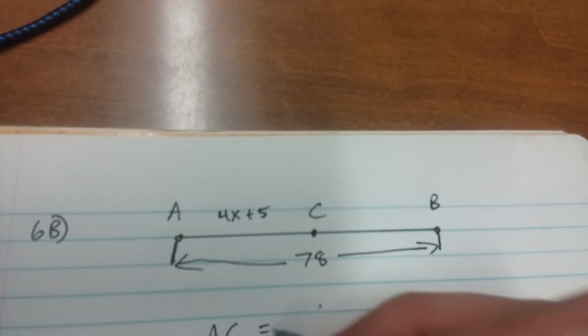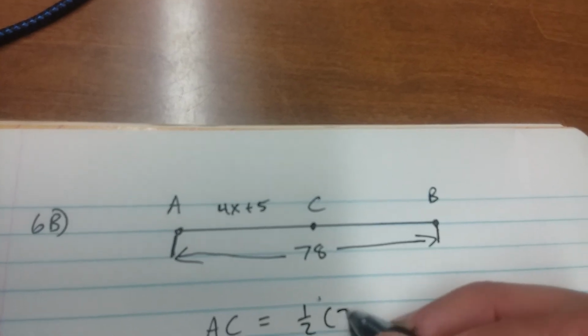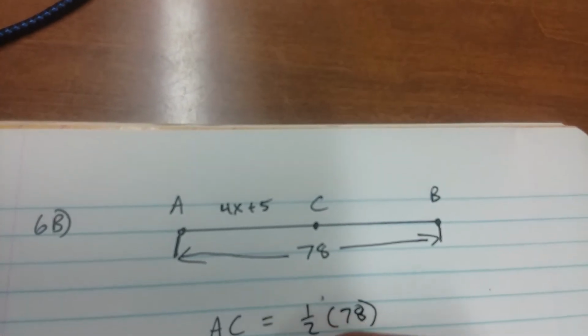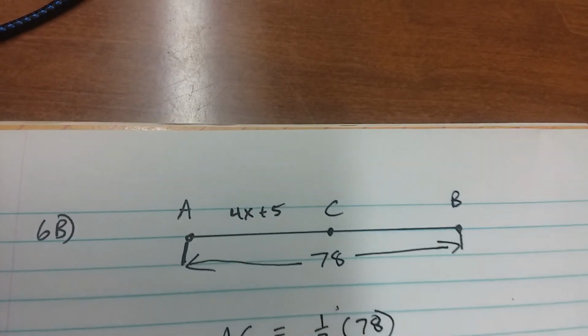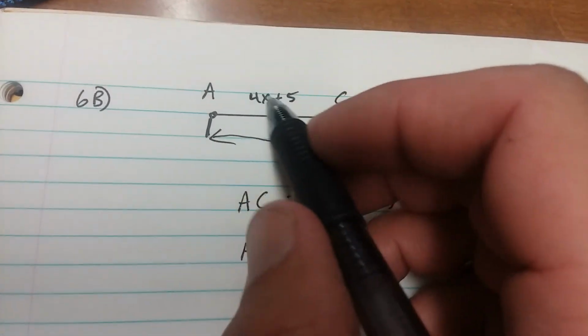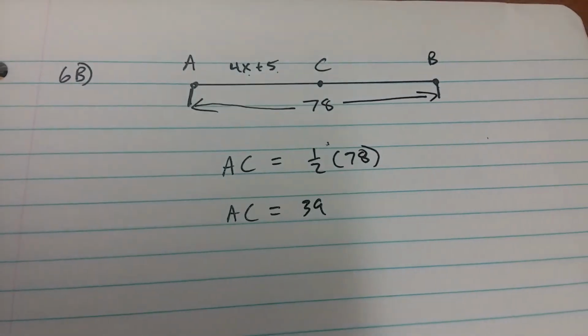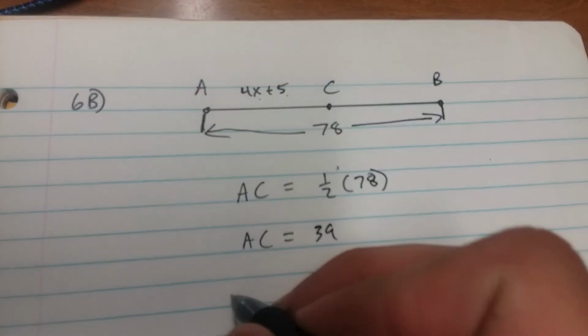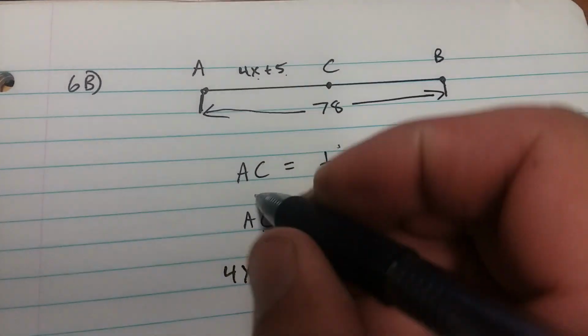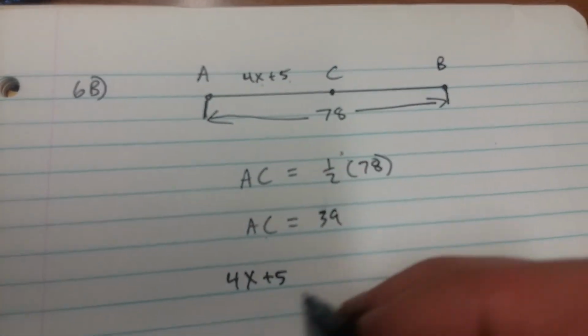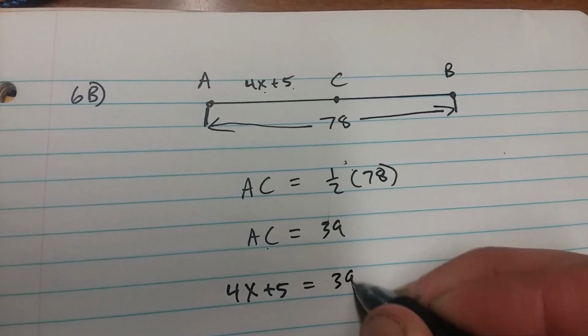So AC equals 1/2 times 78. Well, that means that AC is equal to 39. But wait a minute, AC is also 4x plus 5. Use substitution here. We're replacing AC with 4x plus 5. That has got to be equal to 39.